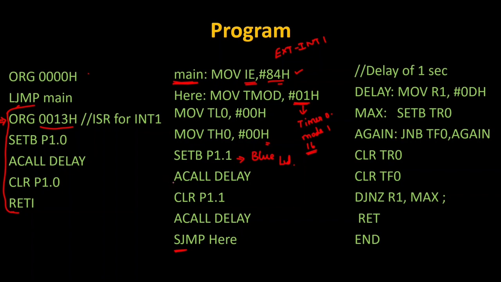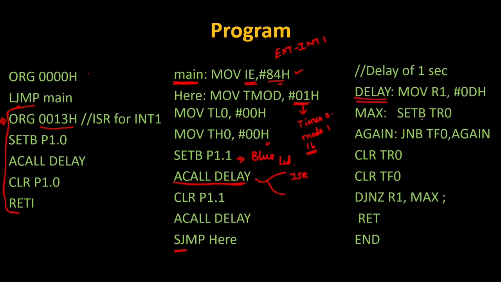So I'm using a call delay. If I'm going to use a call, it is going to act as an interrupt service routine. This interrupt service routine is going to jump to the memory location wherever it is given. So I have given delay here, right? Delay is actually here.